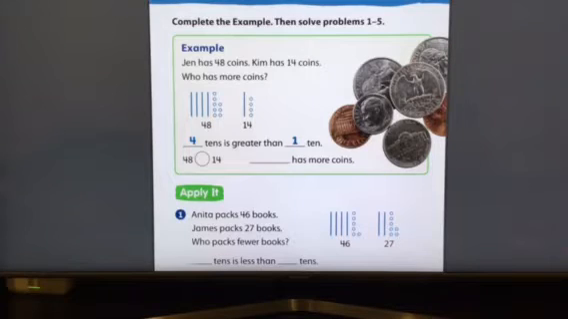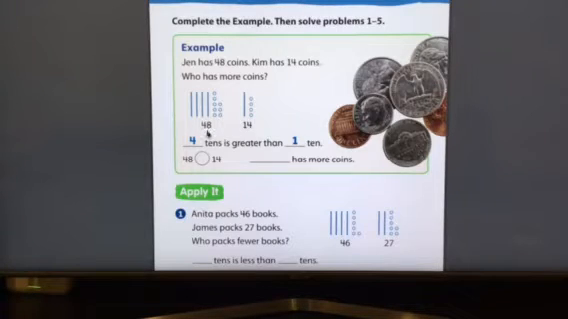We will continue comparing numbers, so please make sure that your child has their tens and ones blocks, or most of this lesson they will be drawing them. We're going to start up at the example because the example has not been finished. So Jen has 48 coins. Kim has 14 coins. Who has more coins?